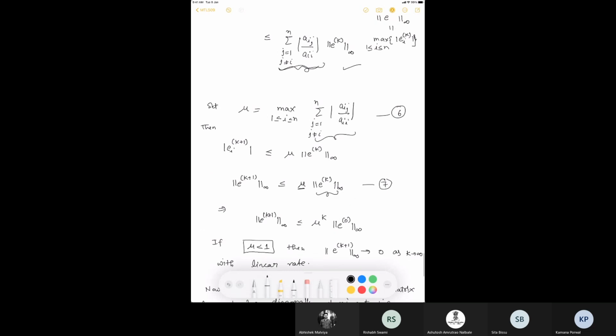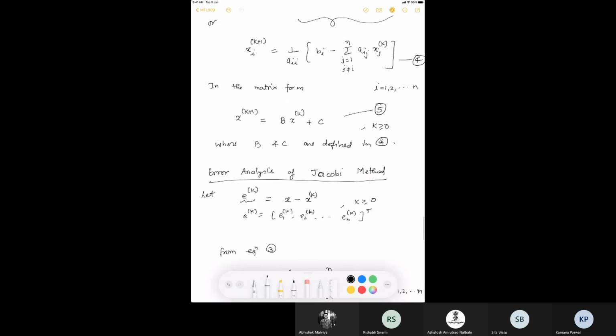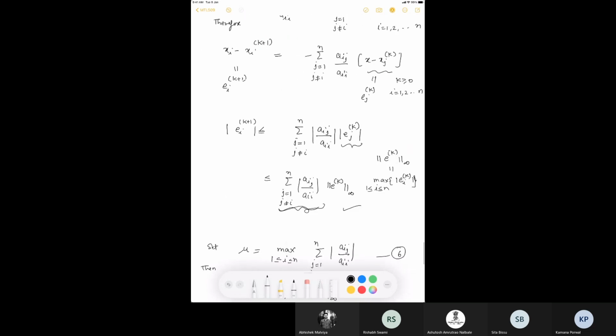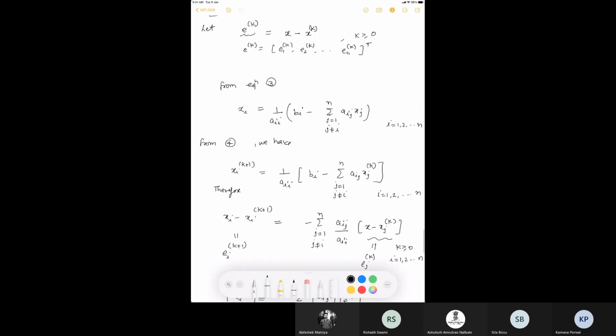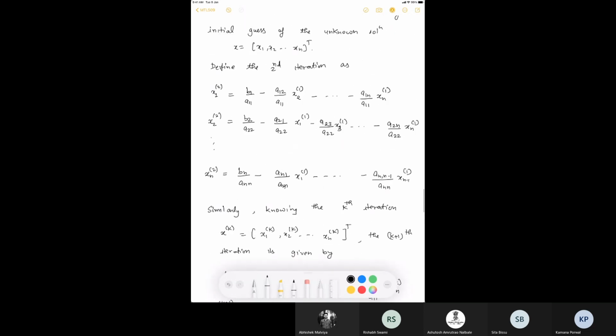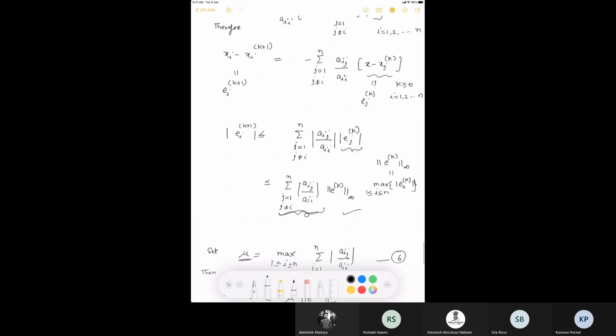Now, if you focus on the matrix representation of this method in equation number 5, and look at this parameter mu, this mu is nothing but the elementary norm of the matrix B, that is, the row norm of this matrix B. Okay, so let me just give this as a remark.